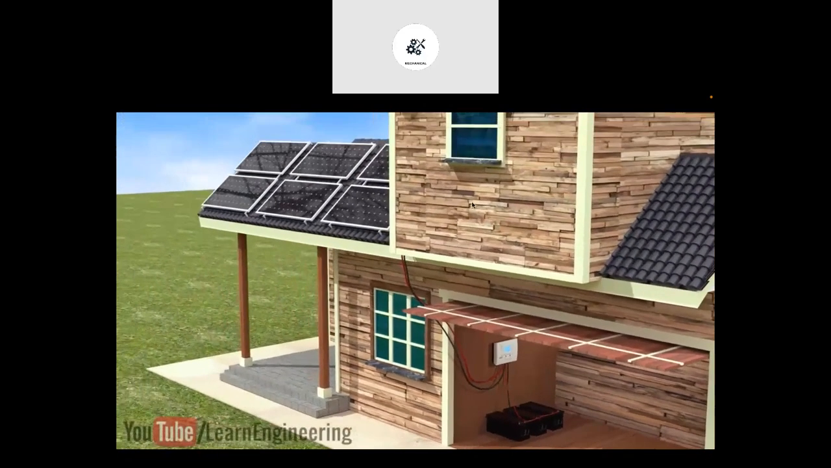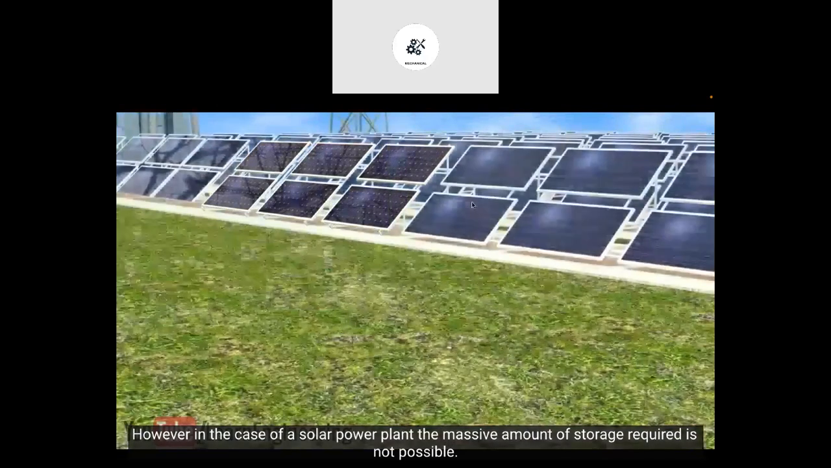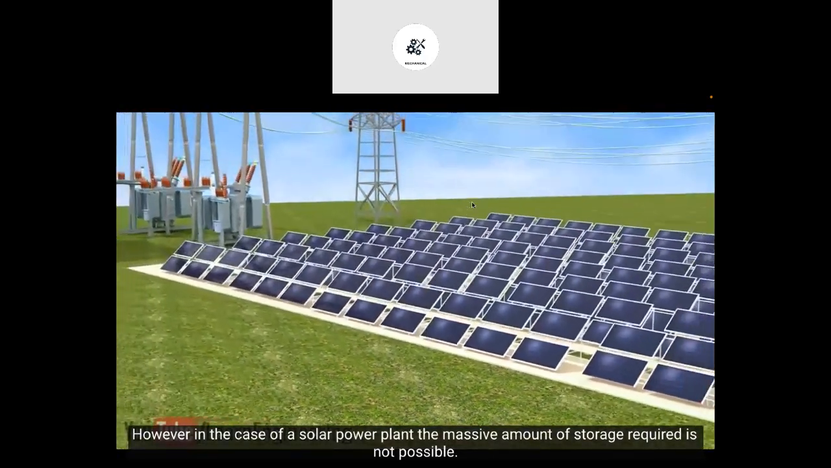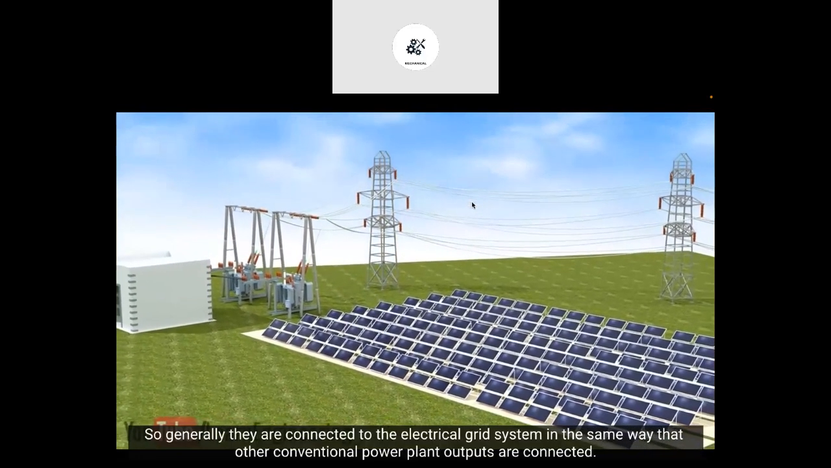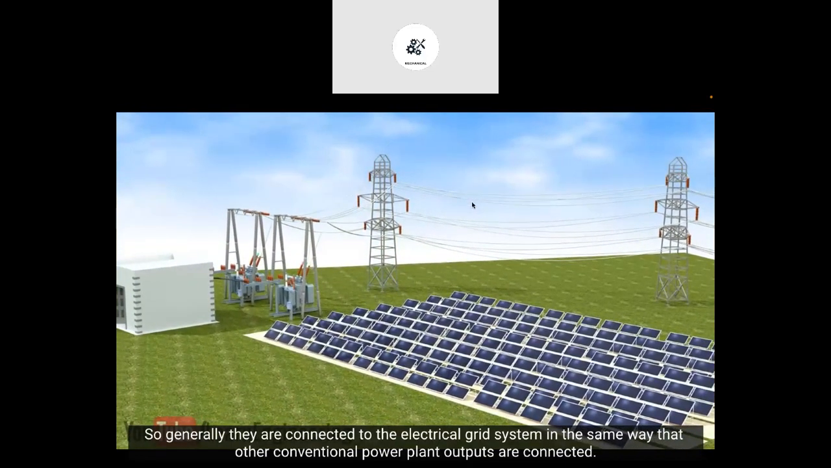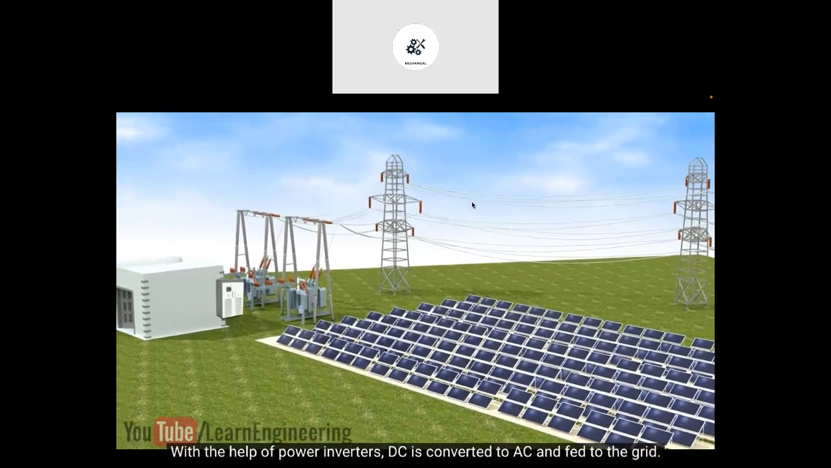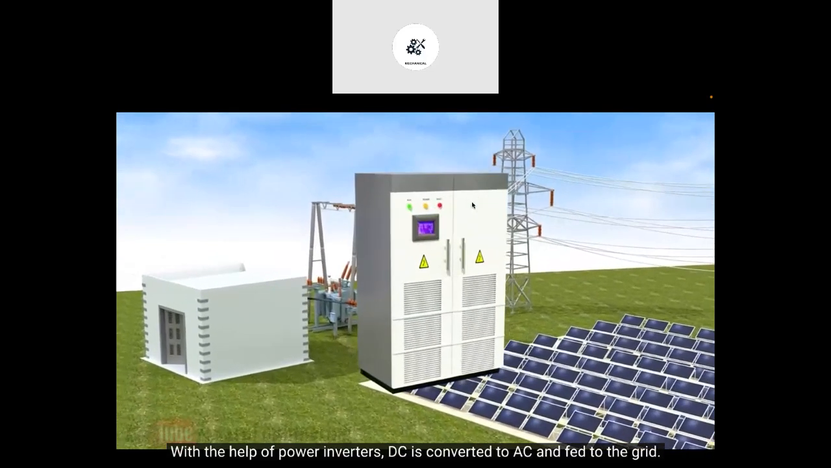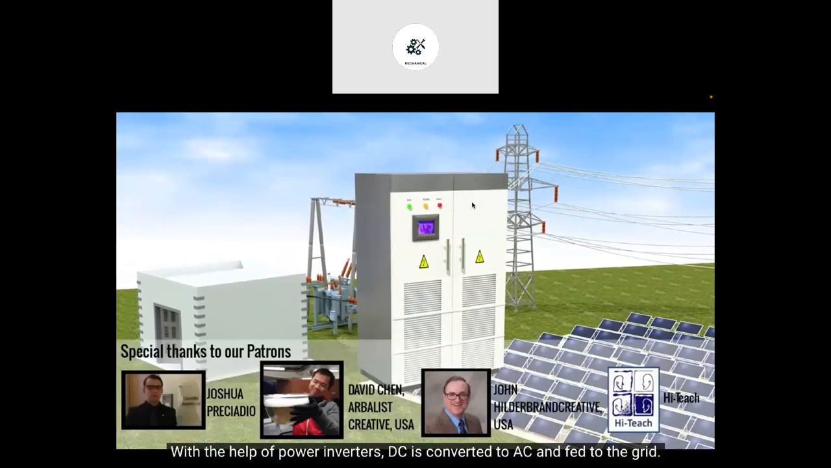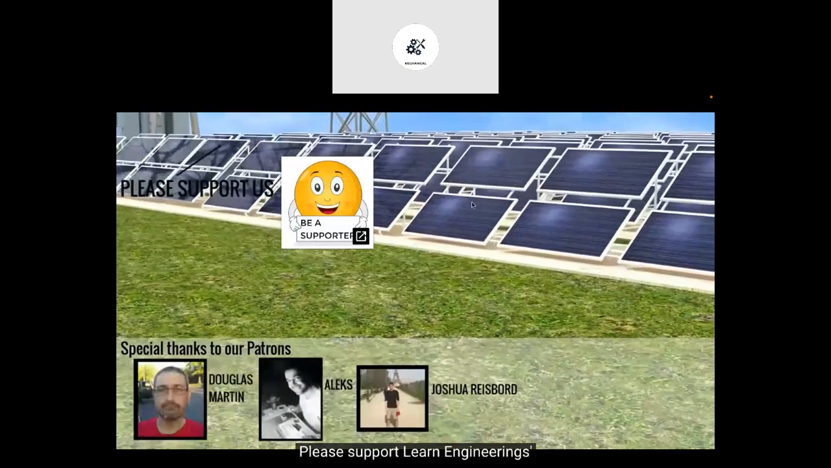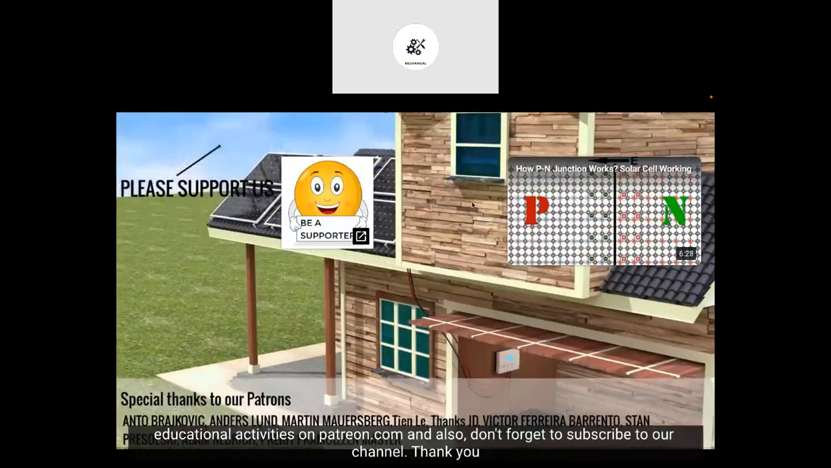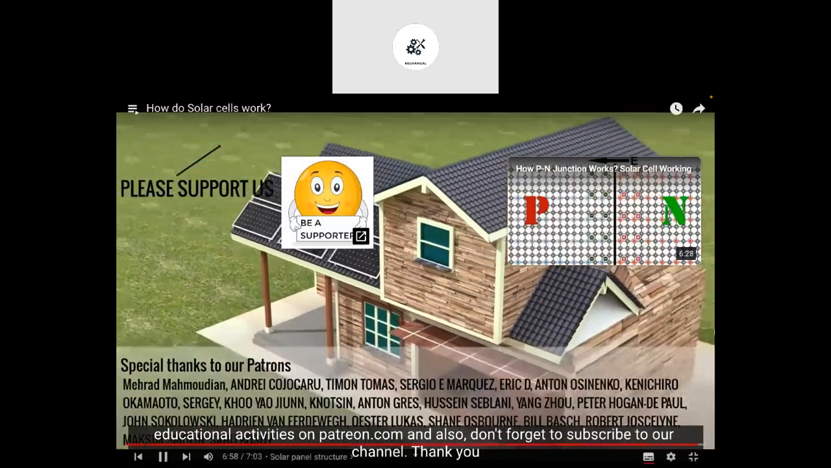Solar panels on the roofs of homes have the option to store electricity with the help of batteries and solar charge controllers. However, in the case of a solar power plant, the massive amount of storage required is not possible. So, generally, they are connected to the electrical grid system in the same way that other conventional power plant outputs are connected. With the help of power inverters, DC is converted to AC and fed to the grid.